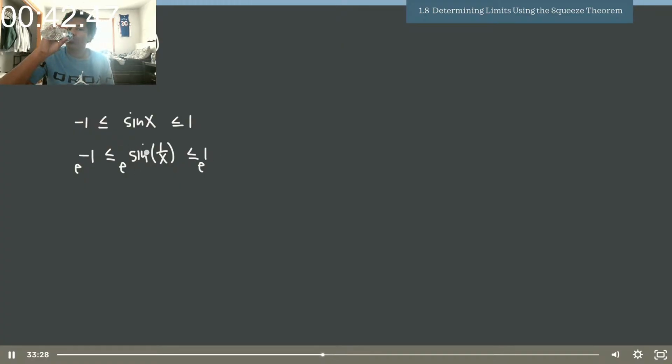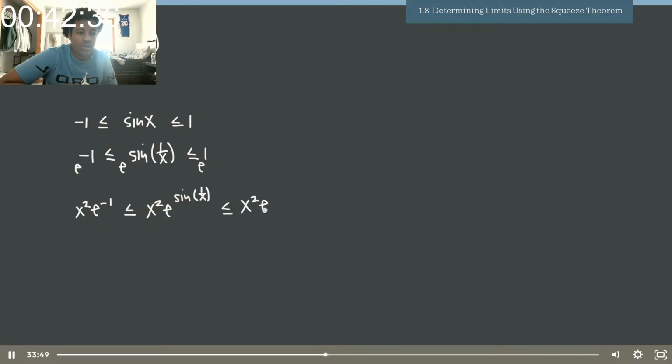Now we also want to multiply this middle part by x squared to get that x squared in there, which means we're going to have to multiply the whole thing by x squared. So what we get then is x squared e to the -1 less than or equal to x squared e to the sine of 1 over x less than or equal to x squared e to the 1.